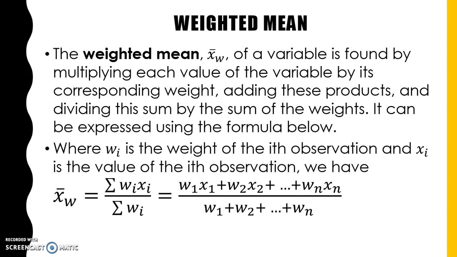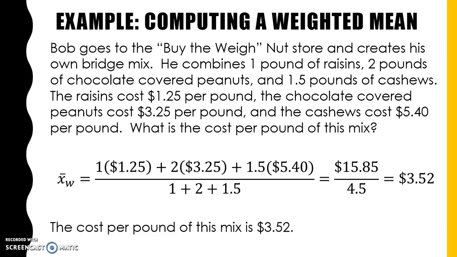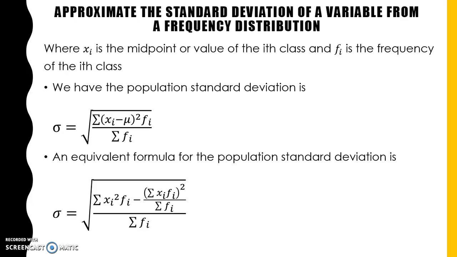The weights are like the frequency. The weighted mean here is X bar sub W, and you can see the formula there. We take the weights and multiply them by the corresponding data values, add those together, and then divide by the sum of the weights. I'm going to go through an example, or a similar example, later on.